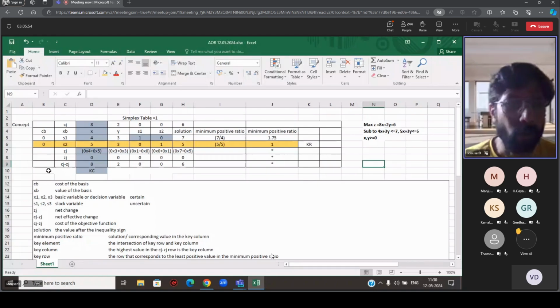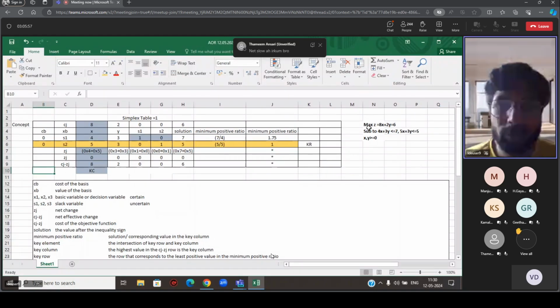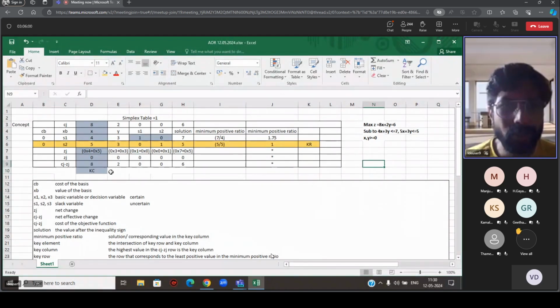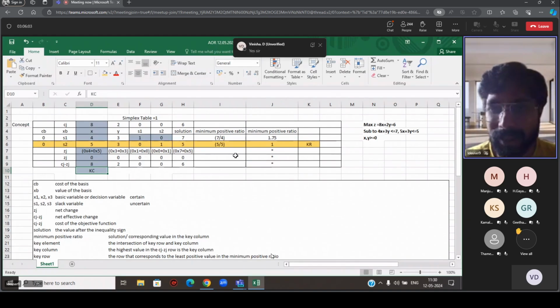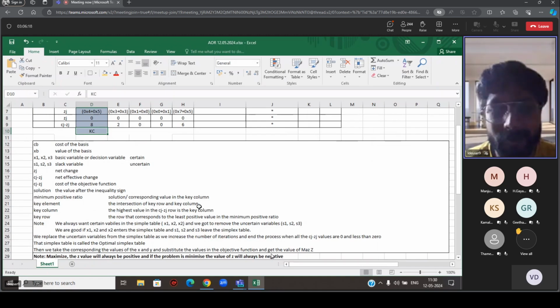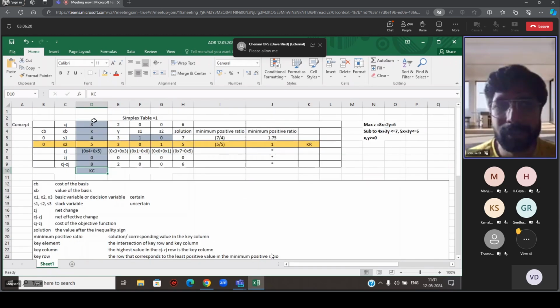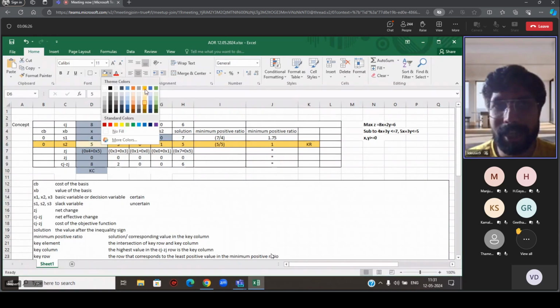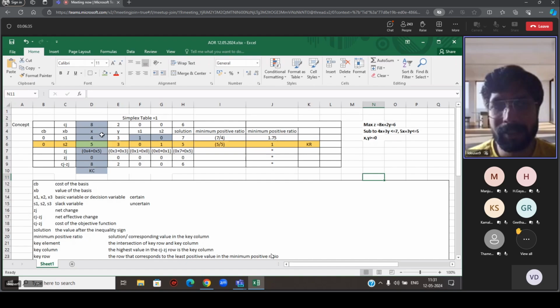Okay. Now, let us proceed further. Now you know what the key row is, and you know what the key column is. The intersection of the key row and the key column will give me the key element. This is the key column, this is the key row, and this is the intersecting element. Are you getting my point? I will give a different color for it. Let's give green. So this 5 is the key element here.